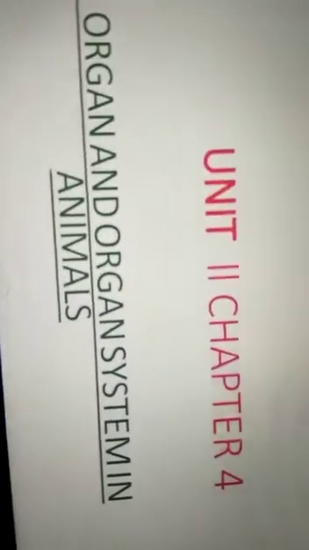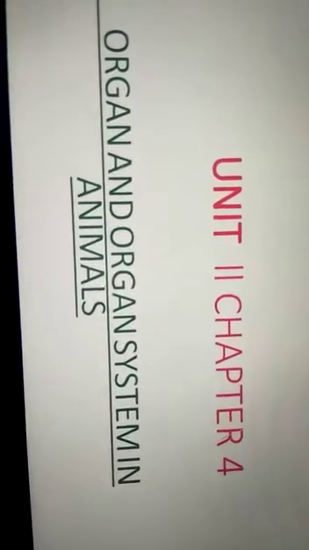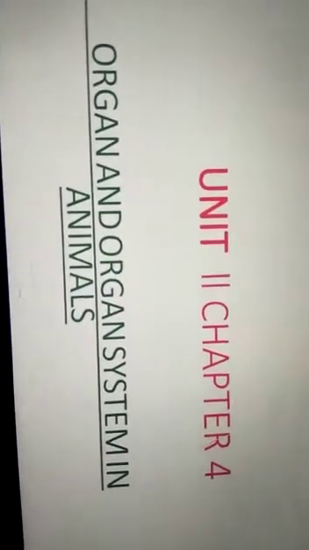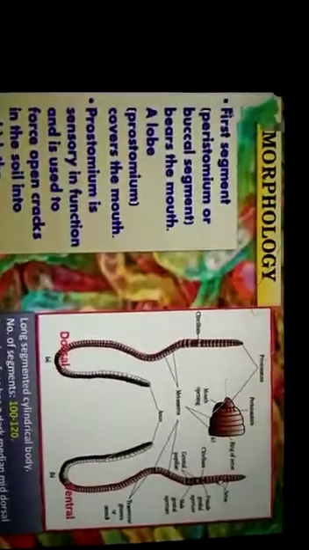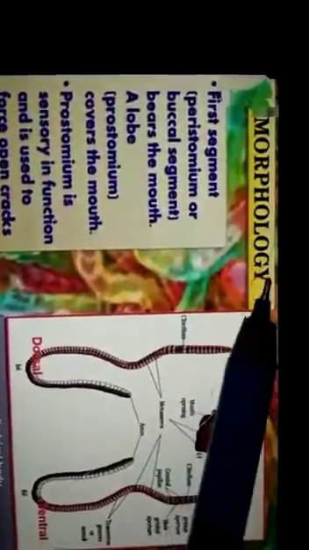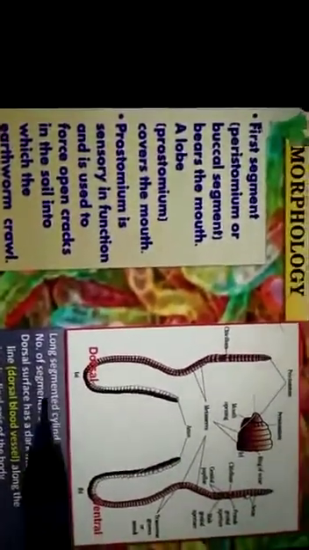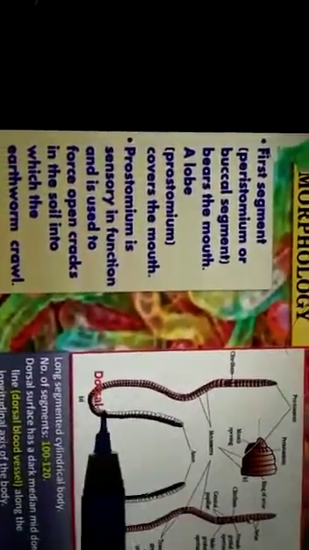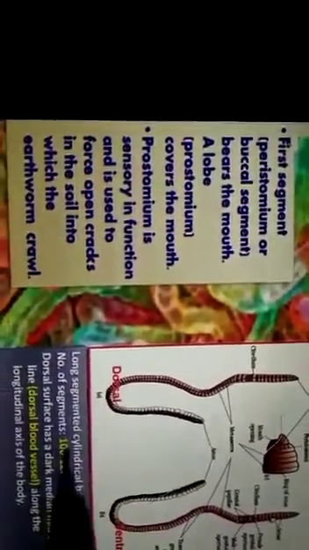Good morning, students. Today we are going to see Unit 2, Chapter 4, Organ and Organ System in Animals. Morphology of earthworm. The body is cylindrical, which is divided into many segments.